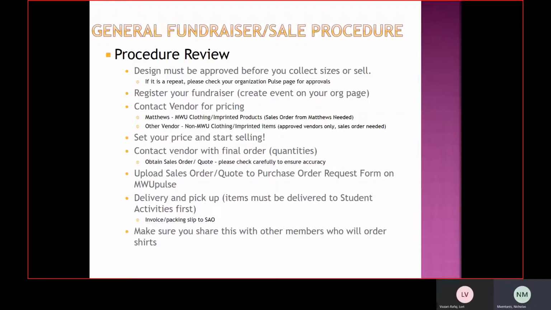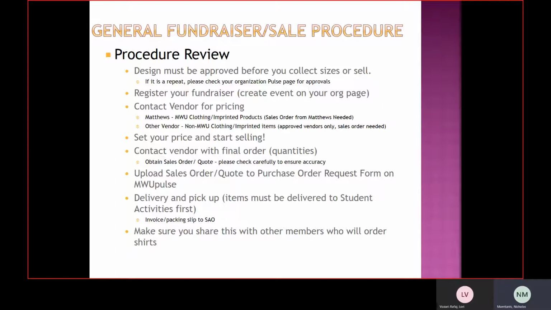So, the general process when you're running a fundraiser. The first thing you're going to do is get your design approved. If it's a repeat design from this year, you can check your Pulse page for approvals. Any designs from years prior to 2020 need to get approved again by administration. Then the next thing you're going to do is register your fundraiser by creating an event on your organization Pulse page. Once that is complete, you can contact the vendor for pricing.